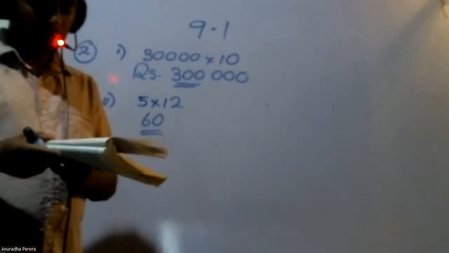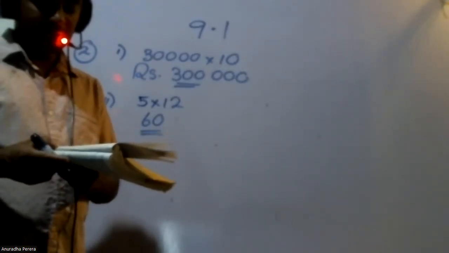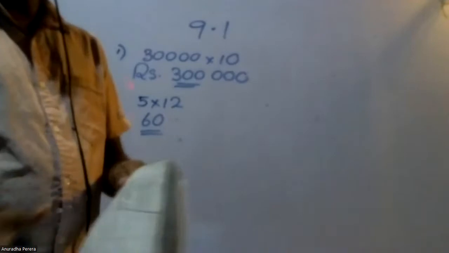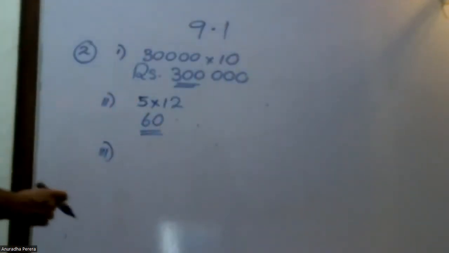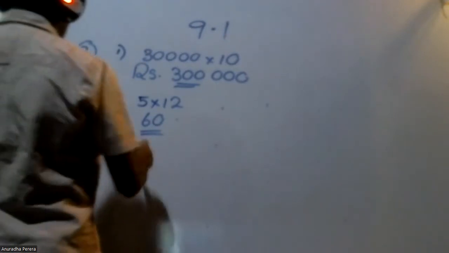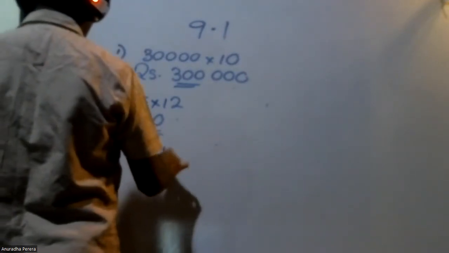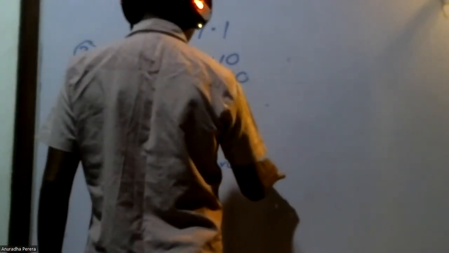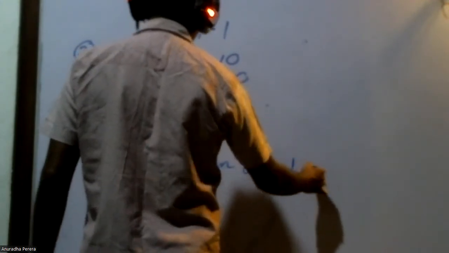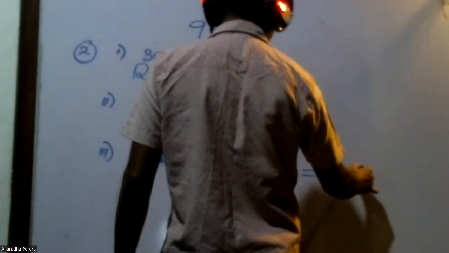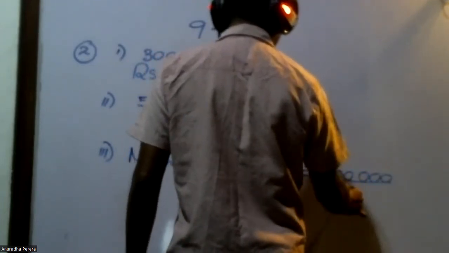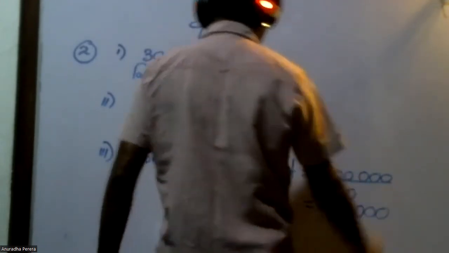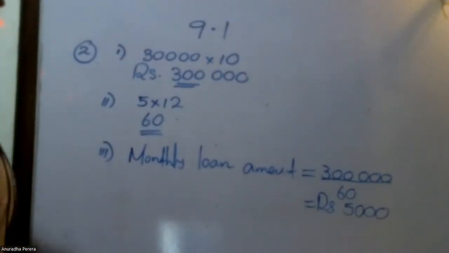Third one. If the interest is charged on the reducing balance, calculate the total interest. We need the total interest. And in finding the total interest, first determine the monthly loan amount. Divide that 300,000 by 60. Yes, 5,000.